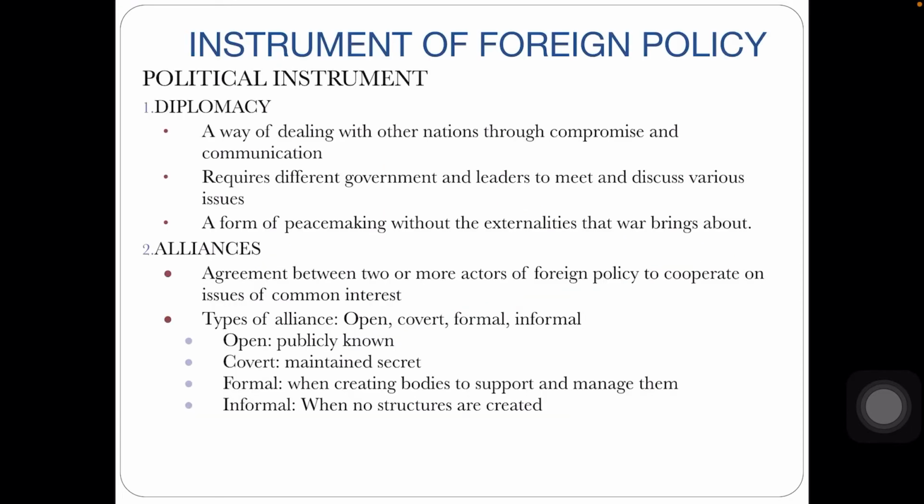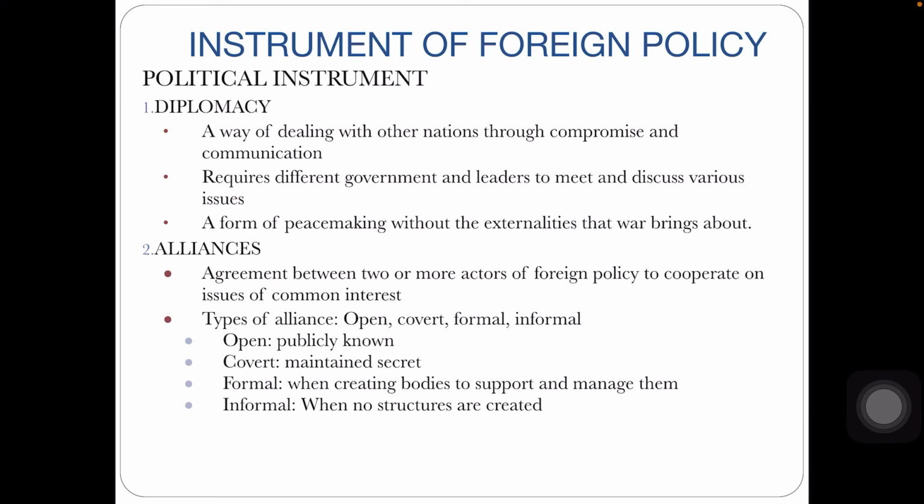So there are a few instruments of foreign policy. Number one is diplomacy. So diplomacy is a way of dealing with other nations through compromise and communication. So it requires different governments and leaders to meet and discuss various issues. Diplomacy is also a form of peacemaking without the externalities that war brings. Number two, the foreign policy instrument is alliance. So it is an agreement between two or more actors of foreign policy to cooperate on issues of common interest.